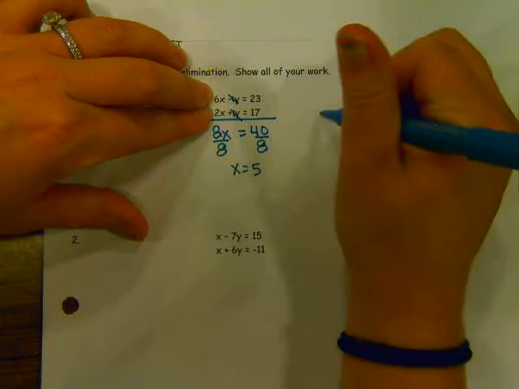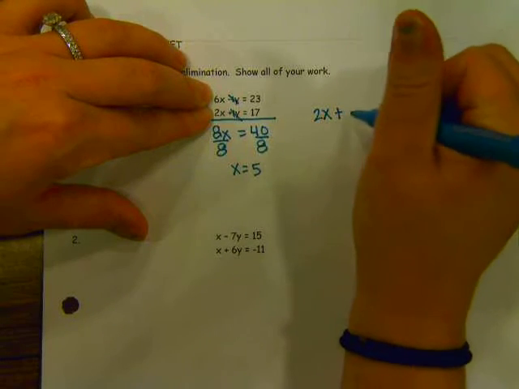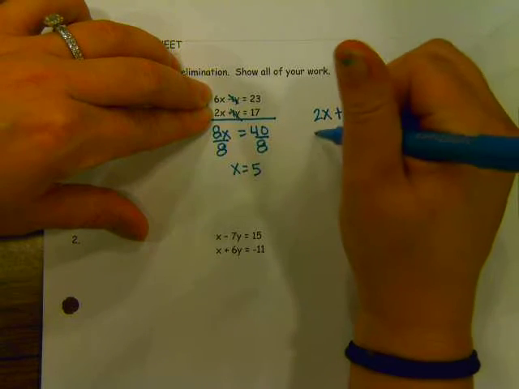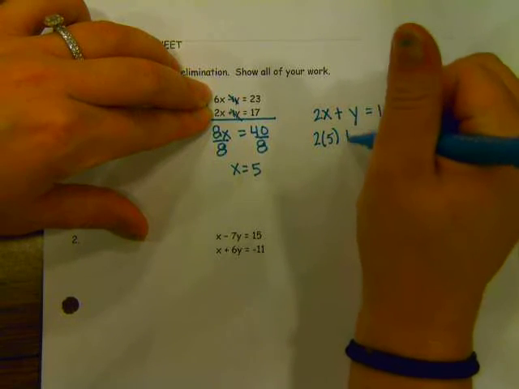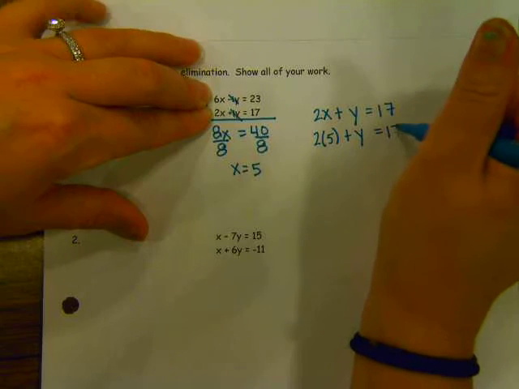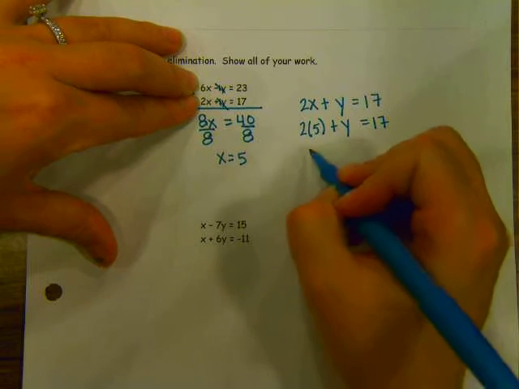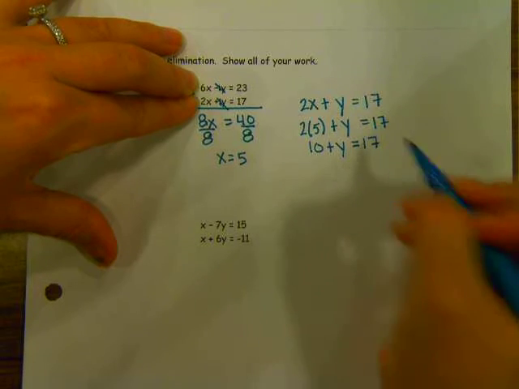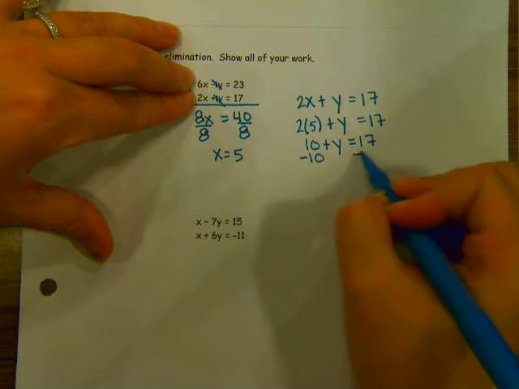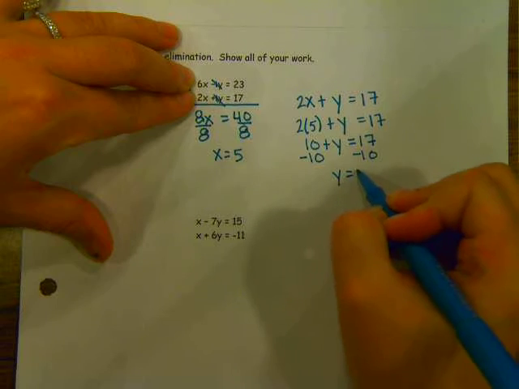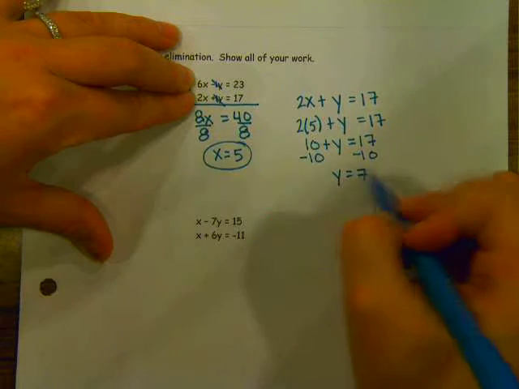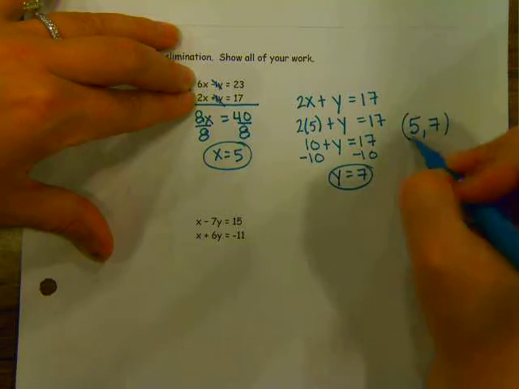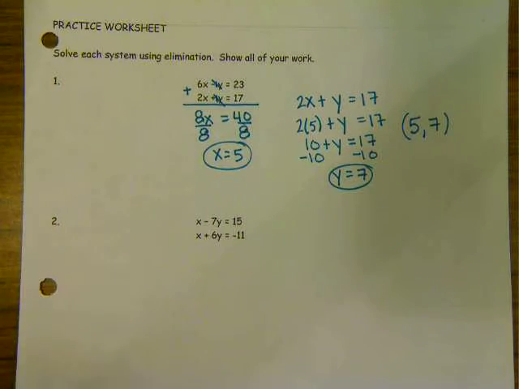I'm personally going to pick the bottom one. And I'm going to plug 5 back in for x. So 2 times 5 plus y equals 17. 2 times 5 is 10. And then I'm going to subtract the 10, and I get y equals 7. So again, both of these are your answers, but you write them as a coordinate point. X is always first because it's alphabetized. So those two lines would hit at that point.